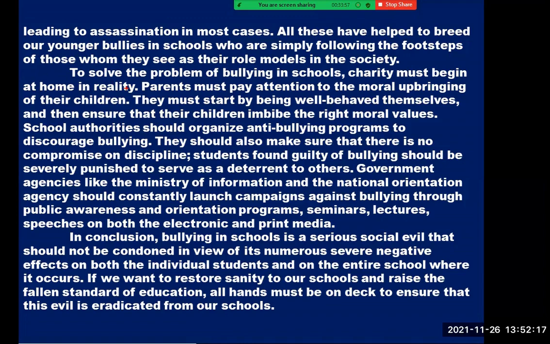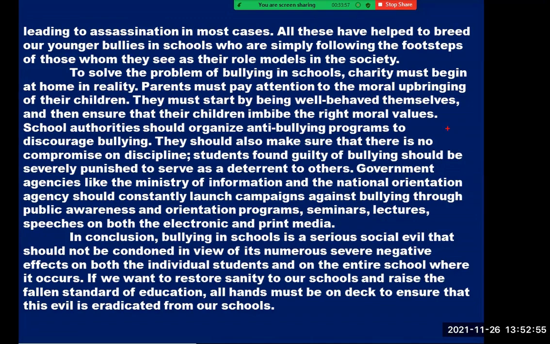You are referring to a very popular saying that charity begins at home, all right? And that is also one very good way of expressing your idea in a composition. Parents must pay attention to the moral upbringing of their children. They must start by being well-behaved themselves and then ensure that their children imbibe the right moral values.